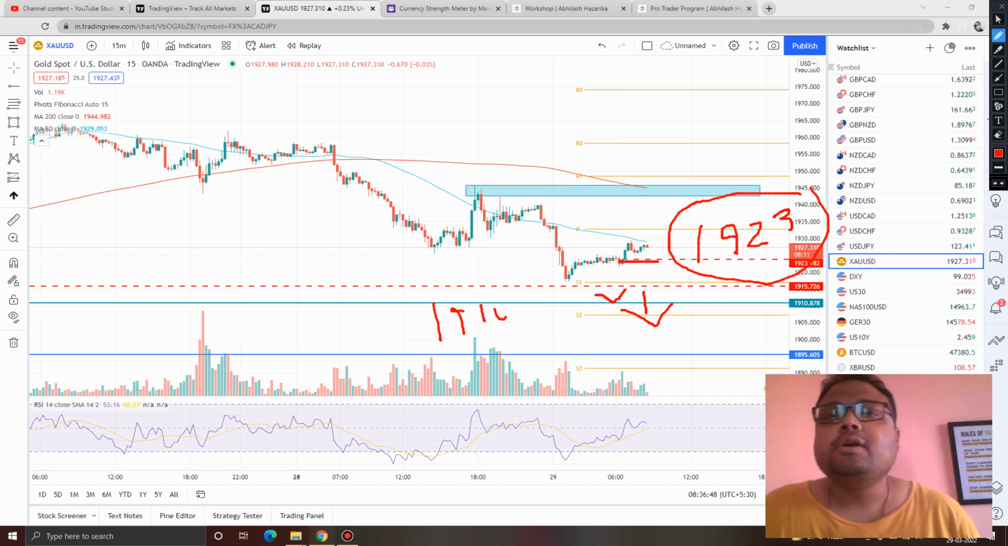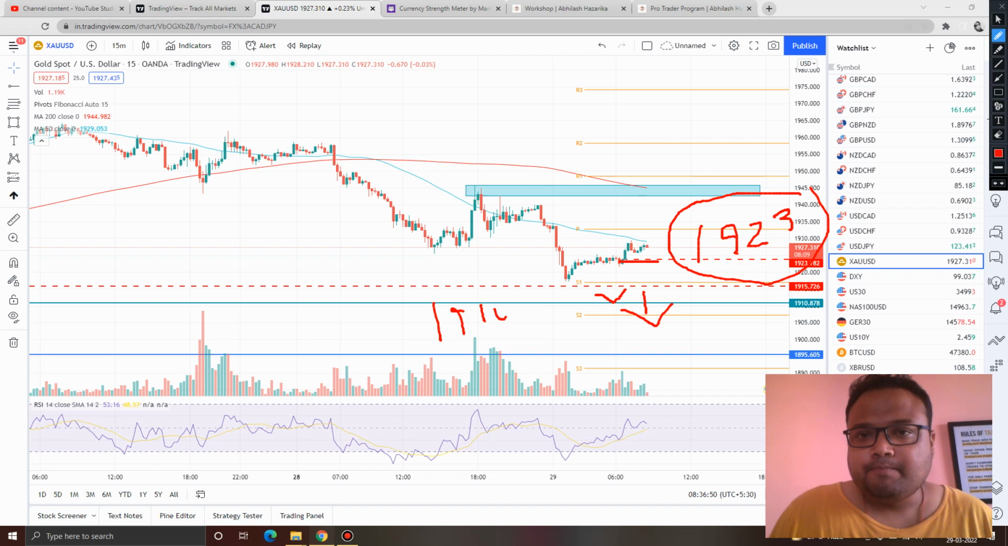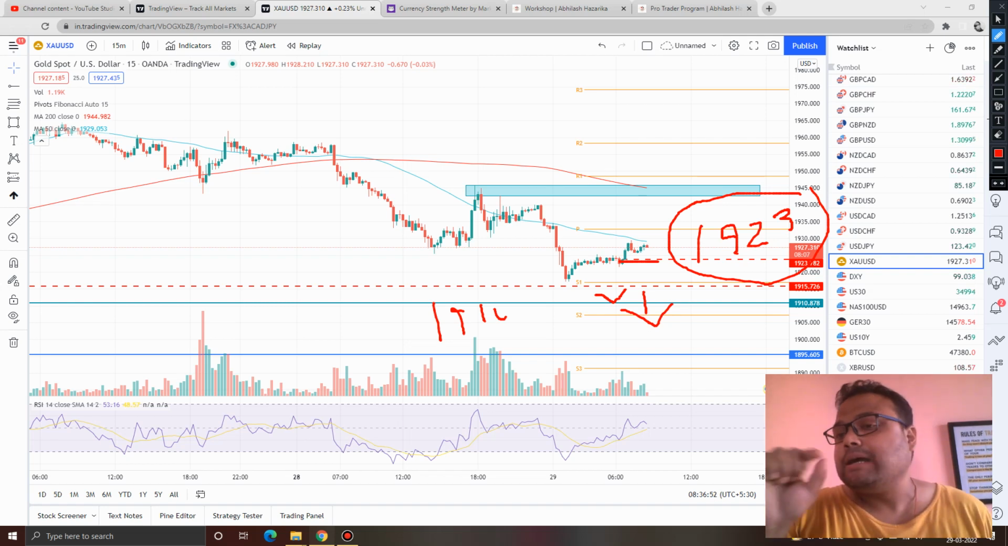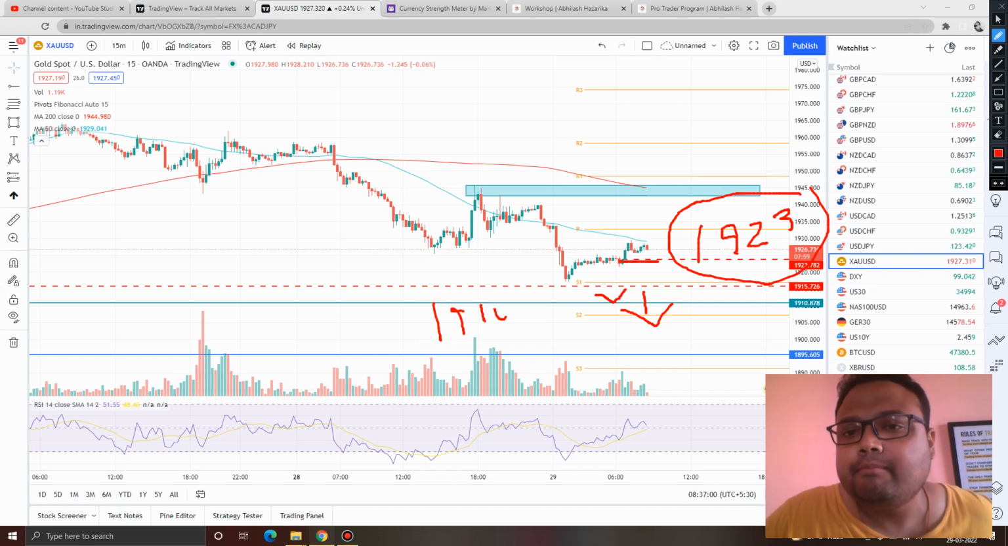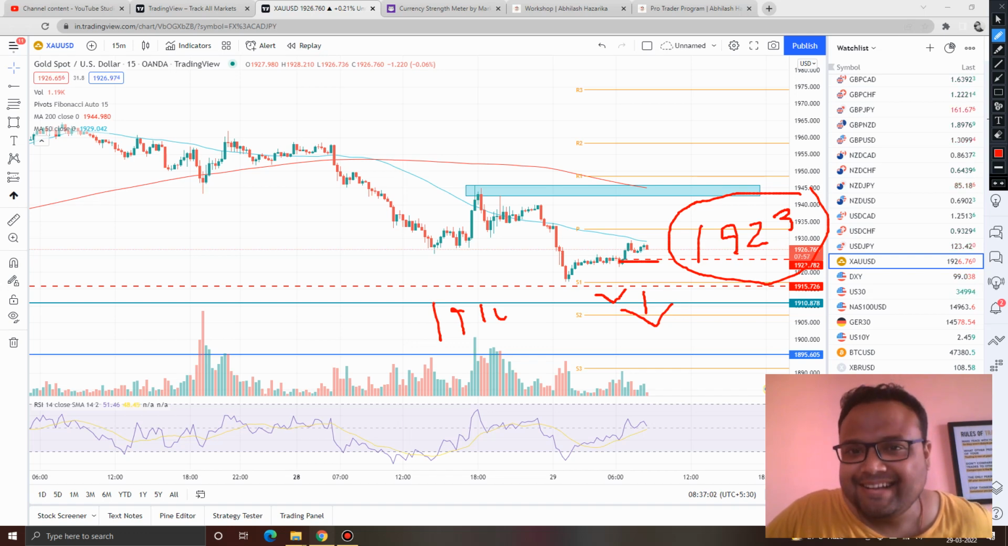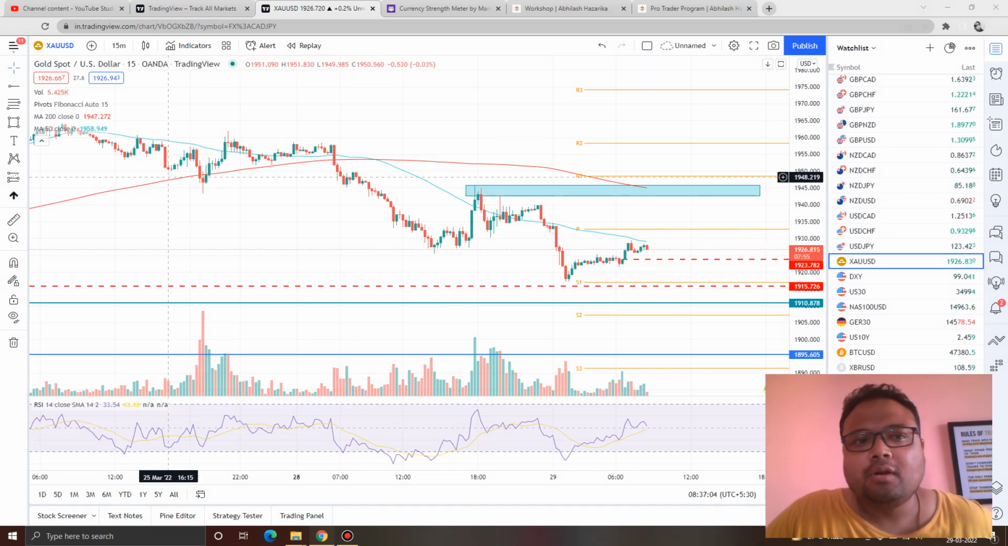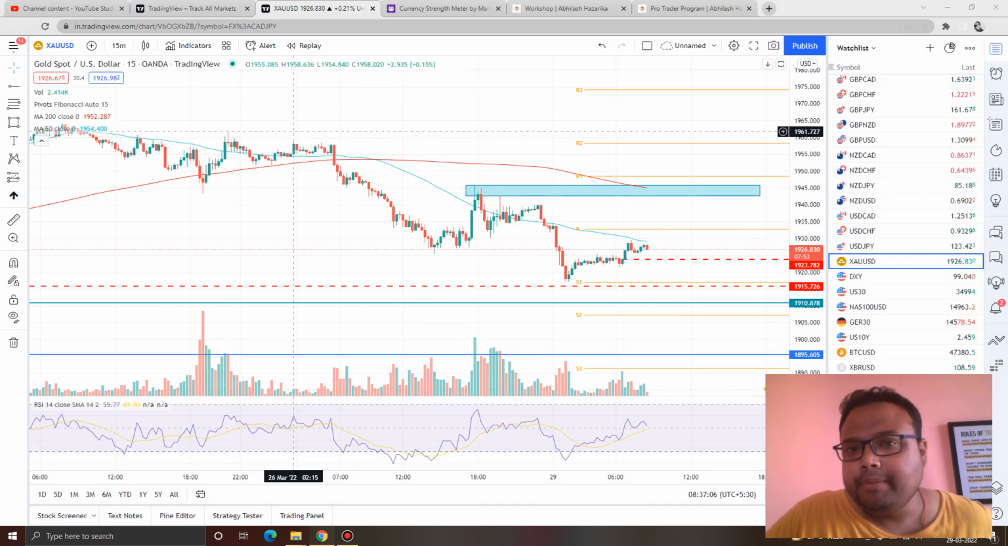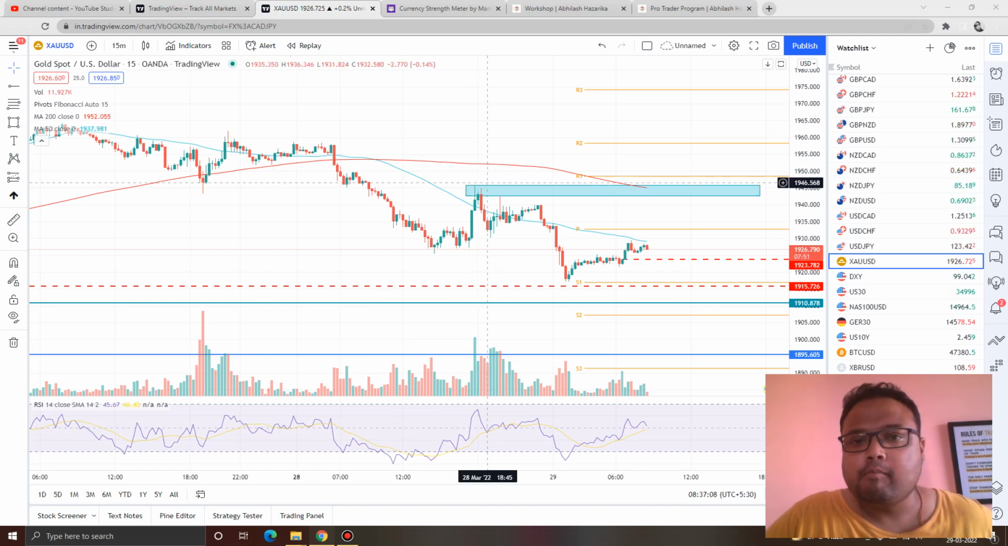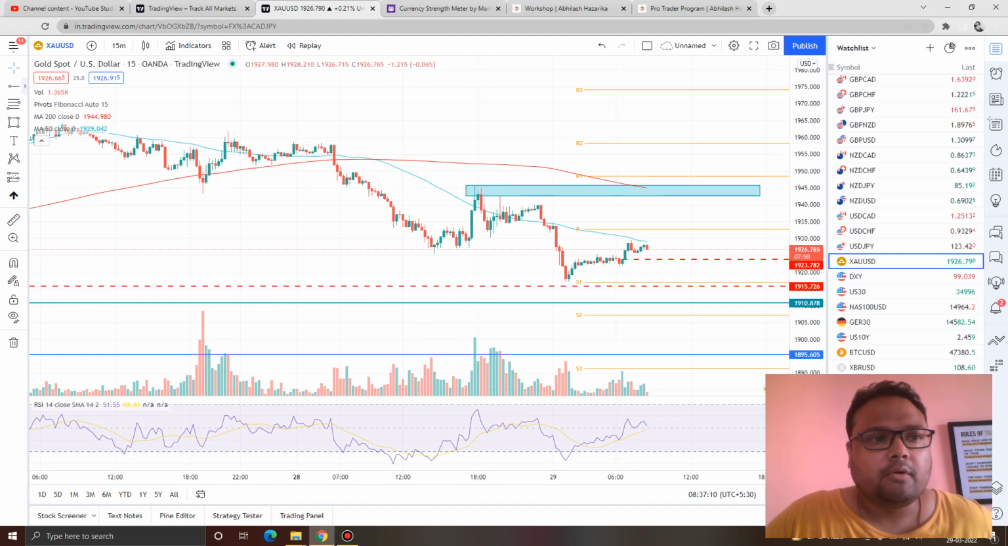So this is the scenario if market goes down from here. If market goes down from the current market price, this is the scenario: 1915, 1910, 1895. Okay, and if market goes up from here, and as you can see that overall in the 50 minutes time frame we have a bearish structure. So as a result, market will be facing some selling pressure.